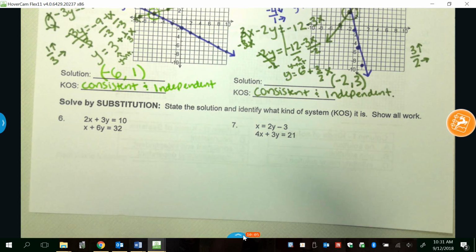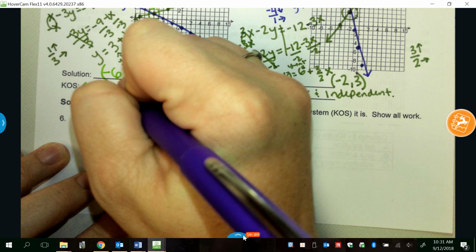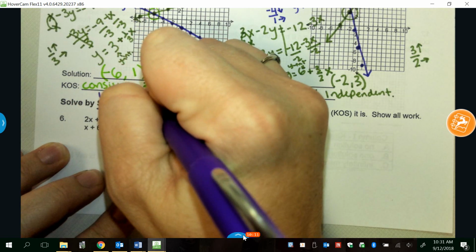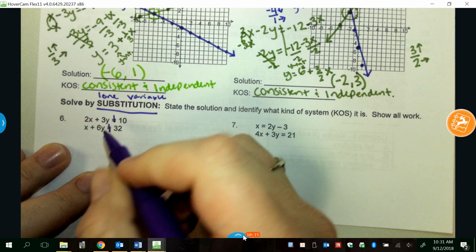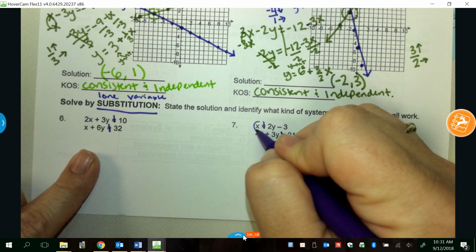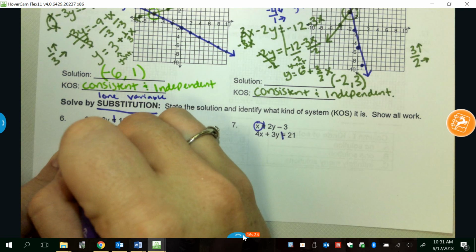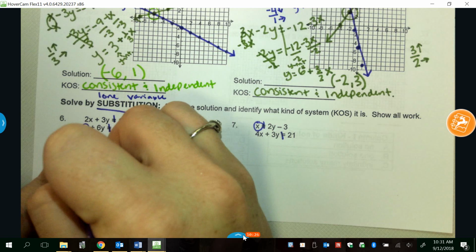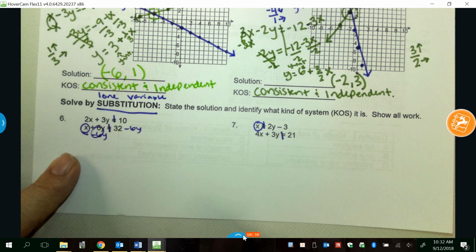So we're doing substitution, which means we need a lone variable. If you look here, we don't have a lone variable. Remember, if you cut them in half with the equal sign, we should have a letter all by itself like we do here. So this would be our lone variable for the next one. So we don't have that, but we do have a variable that's easy to get alone, because I can do minus 6y, and now x is all by itself.